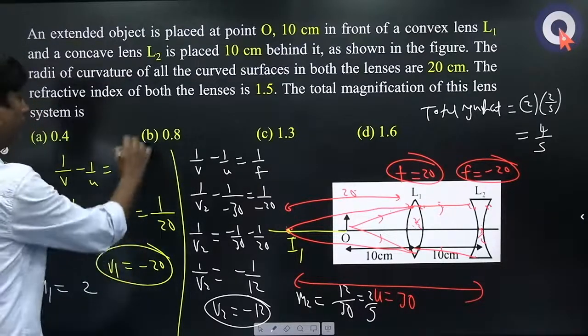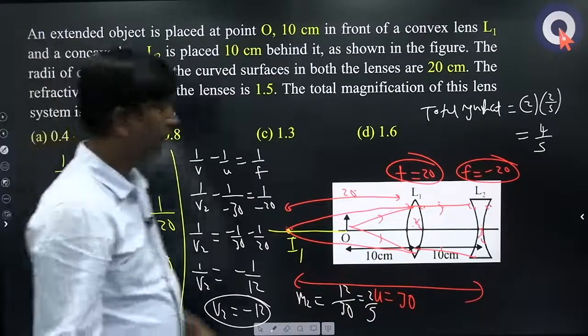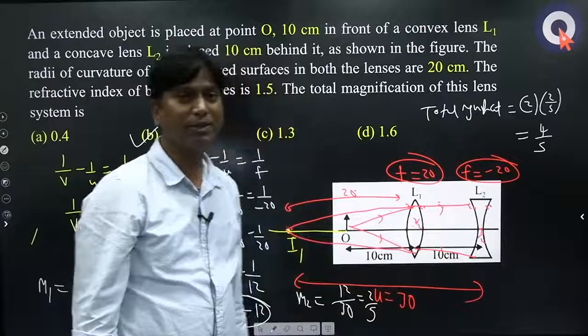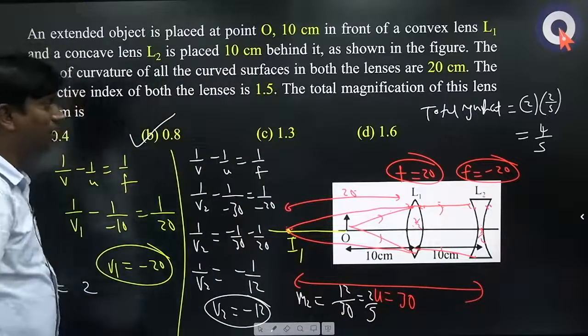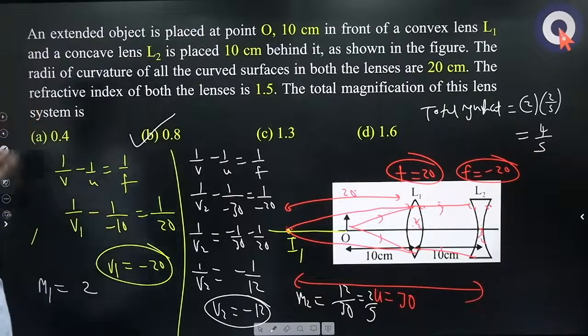Okay, so the answer will be 0.8, right? So it's a very simple combination. First image and second image you are able to make, and you are able to get the total magnification, right? Okay, so we'll go to the next question.